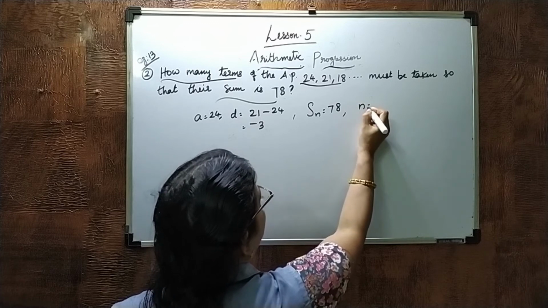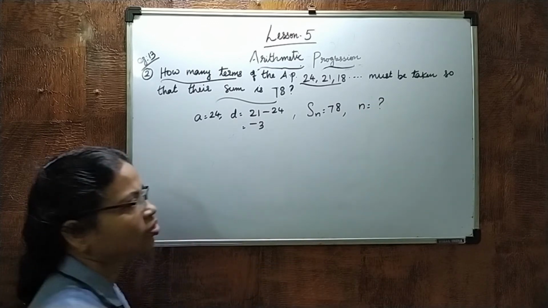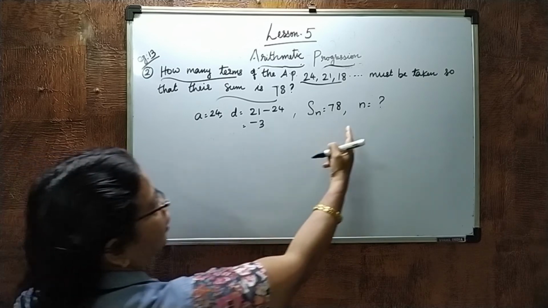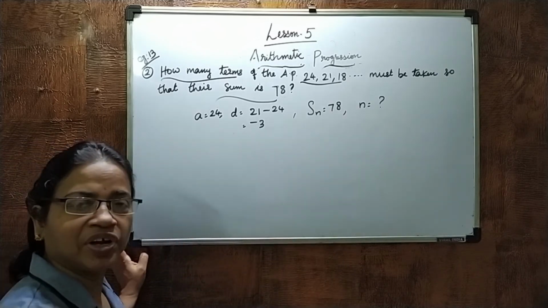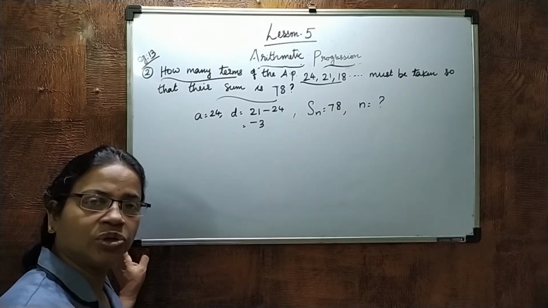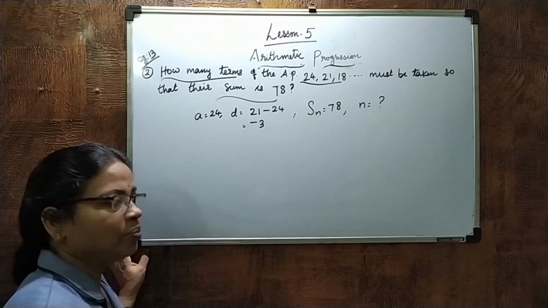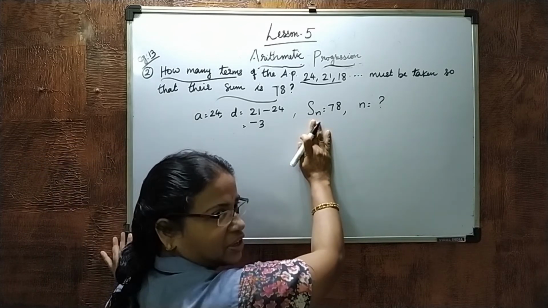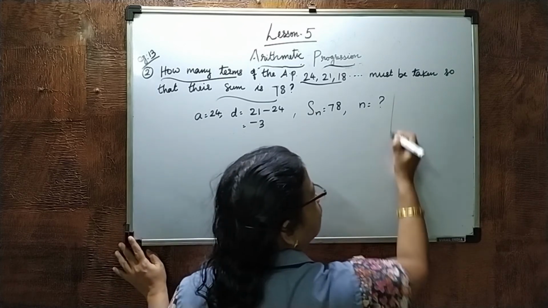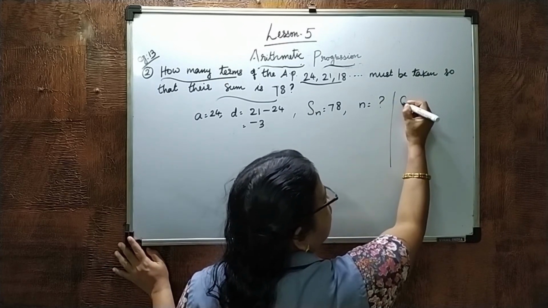What you have to find out? The number of terms, how many terms, you have to find out. So n you have to find out. Now we will think about how we can find n. But the thing is that here the sum is given, right? So if you have any doubt, you can write in the working order.